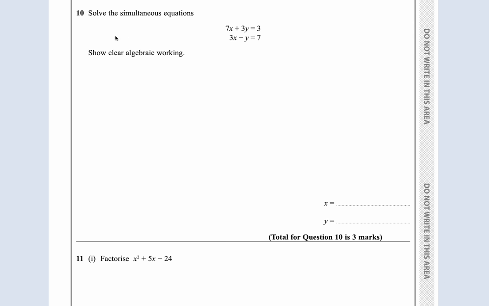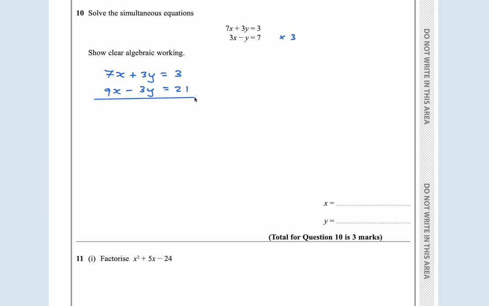Question 10. Solve the simultaneous equations. Okay, again, not saying this is an easy question, but it's a familiar question. I'm going to times this one by 3. That will give me the y's are the same. So I have 7x plus 3y equals 3. That's the first equation. And then the bottom times 3 will give me 9x minus 3y equals 21. All of them times 3.